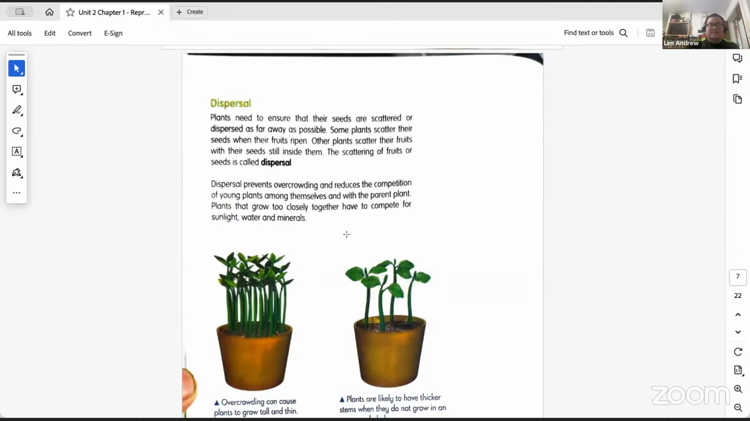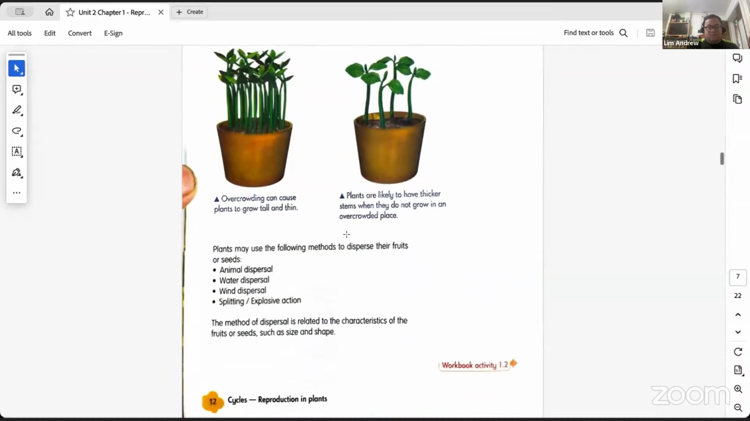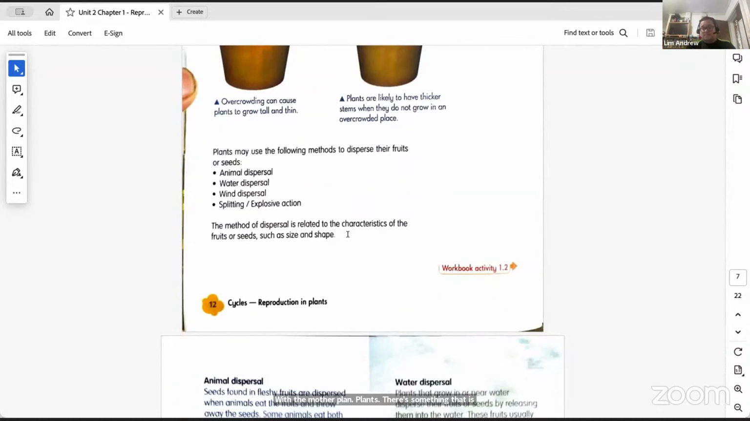All plants need to ensure that their seeds are scattered or dispersed as far as possible. This is to ensure that the plants don't get overcrowded. Let's imagine that all the seeds drop on the ground and grow into young plants. The young plants will be fighting for resources and nutrients with the mother plant, which is not right. So the plants need to disperse the seeds as far as possible. There are different methods used by plants to disperse their seeds. Number 1 is animal. Number 2 is water. Number 3 is wind. Number 4 is explosion.